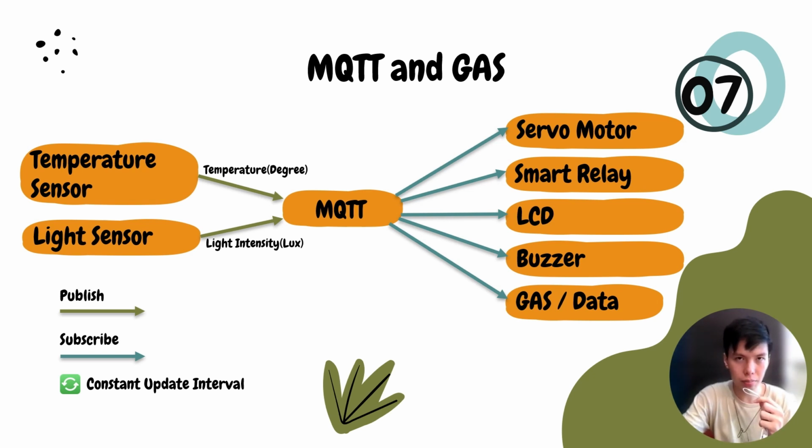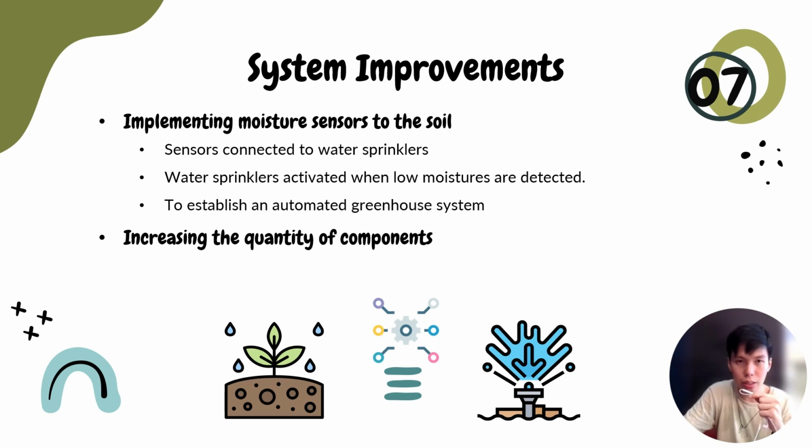Next, for our improvements to the system, we can start by implementing moisture sensors in the soil, which are connected to water sprinklers and activate when low moisture is detected in the soil. This allows us to establish a fully automated greenhouse system and alleviates manpower needs. We can also increase the quantity of components in the system, increasing redundancy and improving reliability.